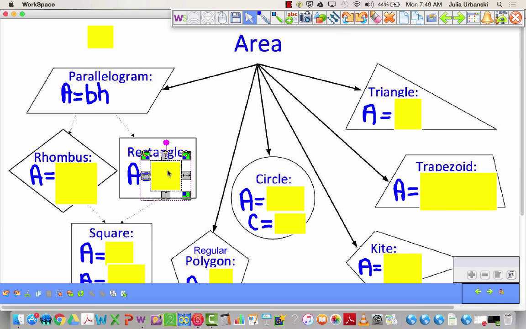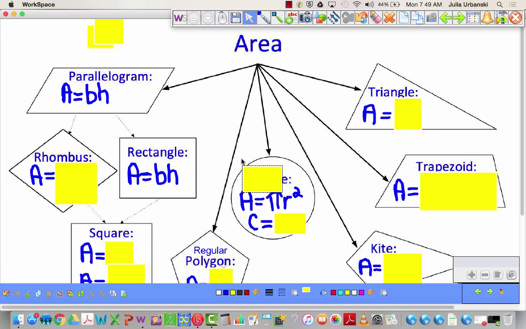All right, rectangle. What would you use for a rectangle? Base times height. In that case, you can use this side and this side because there is a right angle between them. There's no right angle right here. All right. Circle. What's the area of a circle? Do you remember? Excellent. Pi r squared.